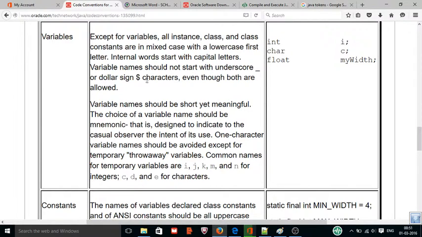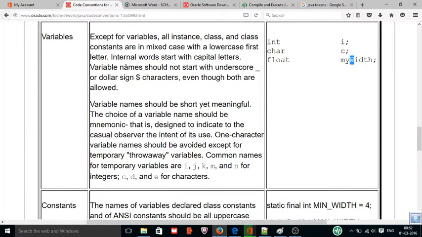Variables and methods follow the same rule. So int i, int j, but here myWidth. My is one word and width is another word. So m is a small letter, and any subsequent word, width or anything else, must start with an uppercase letter.